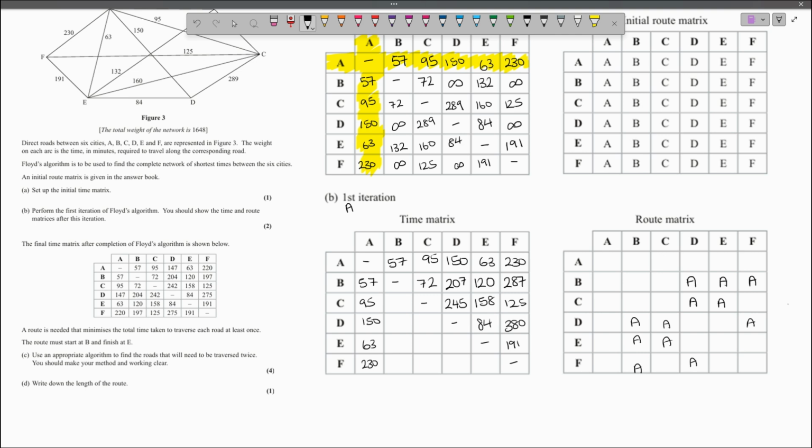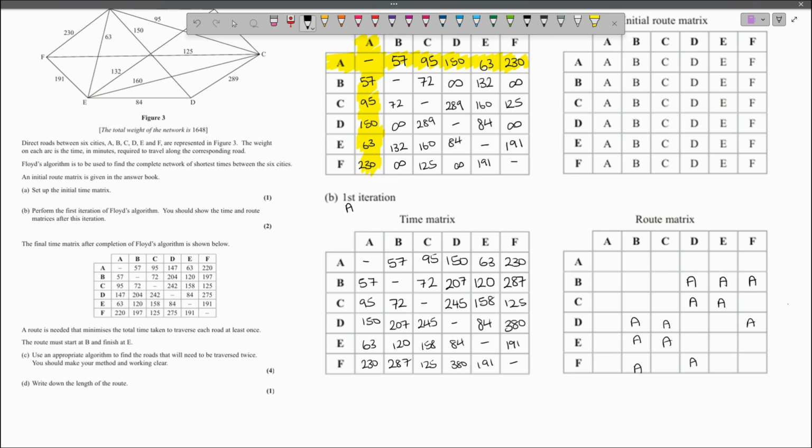And now we can reflect the rest of the time matrix. We're going to get 72, 207, 120, 287, 245, 158, 125, 84, and 380, and 191.